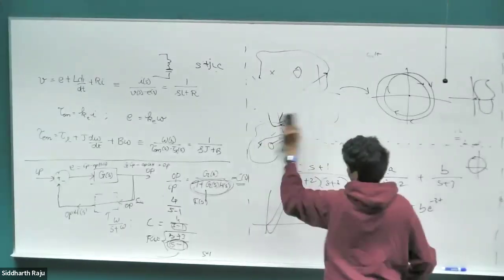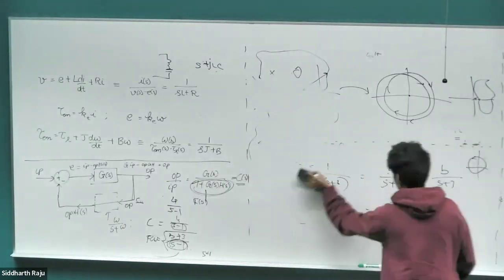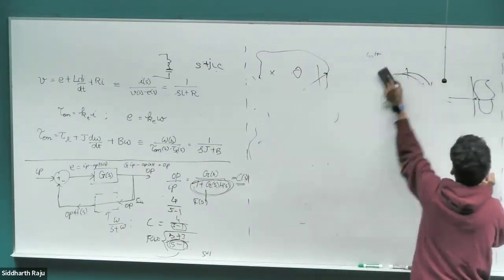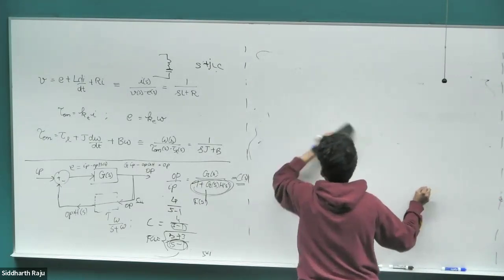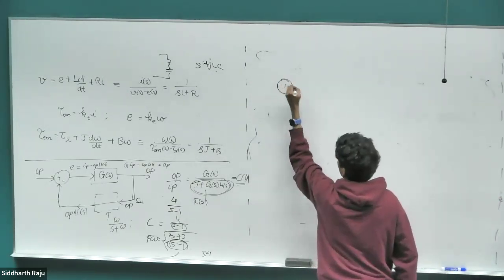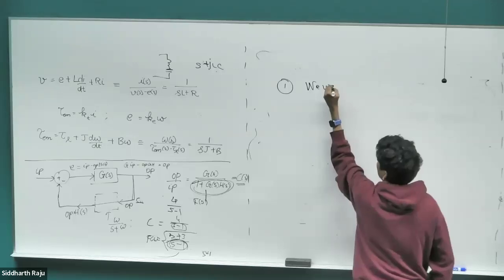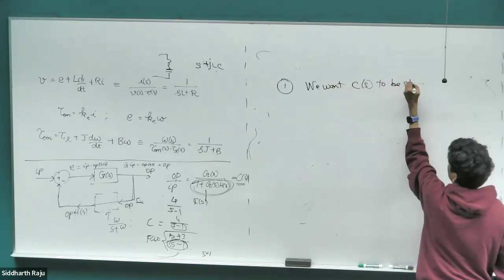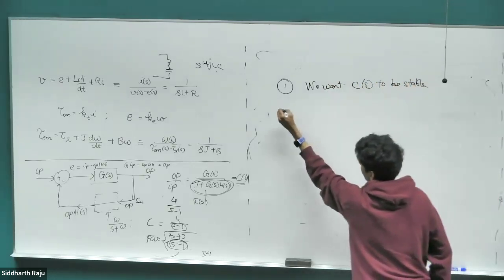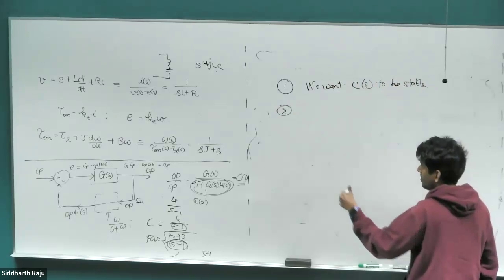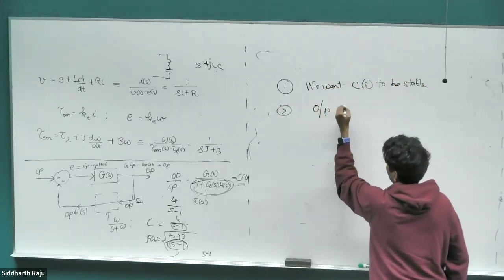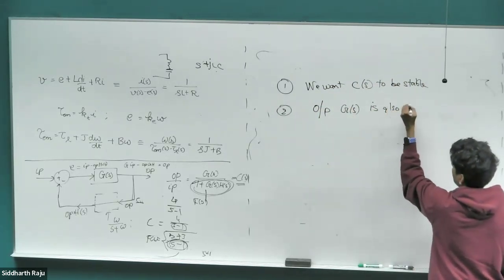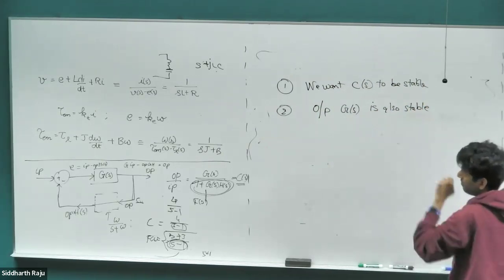Now, let's put some constraints on what our system is going to look like. We already laid out a couple of constraints. One constraint: we want our closed loop transfer function to be stable, which is obvious. Second thing, our open loop transfer function g of s is also stable for the systems that we are analyzing.